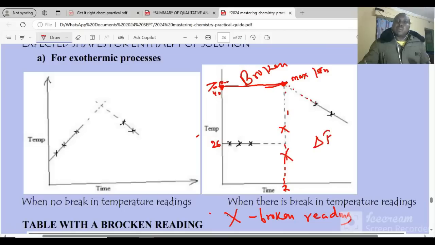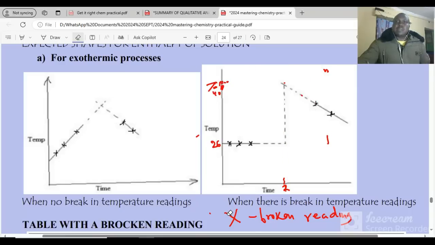So when we have a broken table, you are expected nothing less than this. You must have a graph of this. And this means the reaction was exothermic. For this case, it means the reaction is exothermic, because you see we start at 26 and reach 40. Therefore, temperature is increasing. The reaction is exothermic.